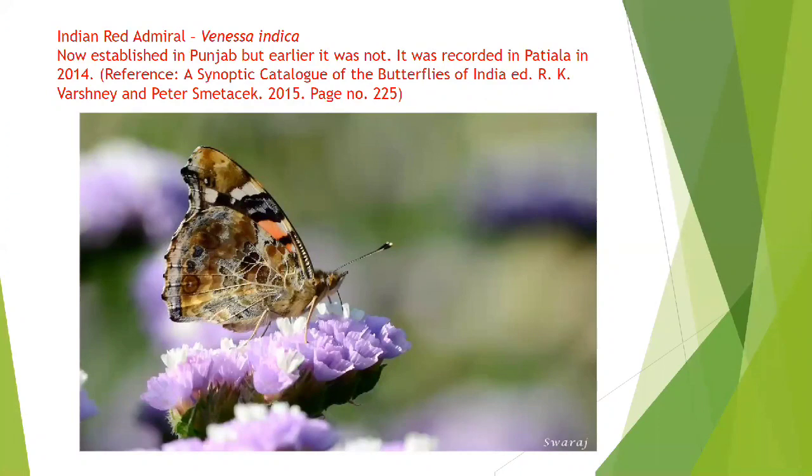Now this is Indian red admiral. Now it has been established as a butterfly that is found at many places in Punjab, but earlier it wasn't. It was recorded in Patiala by me, I think in 2014, and I sent the record to Peter Smetacek. It was published in his book, A Synoptic Catalogue of the Butterflies of India, edited by R.K. Varshney and Peter Smetacek in 2015, page number 225.